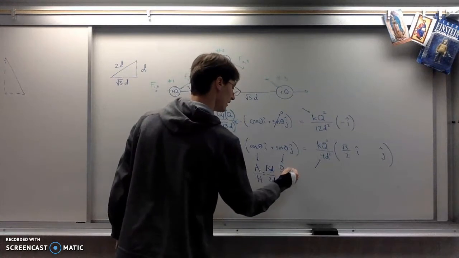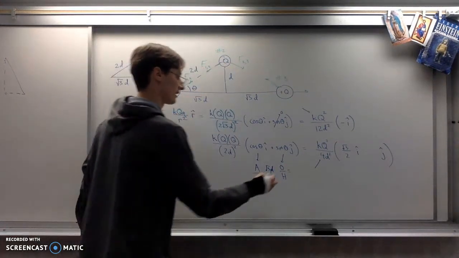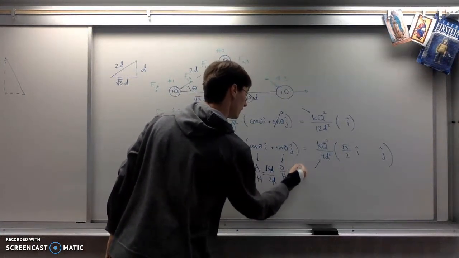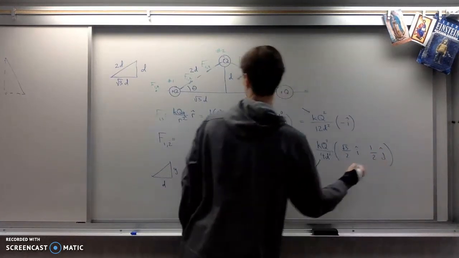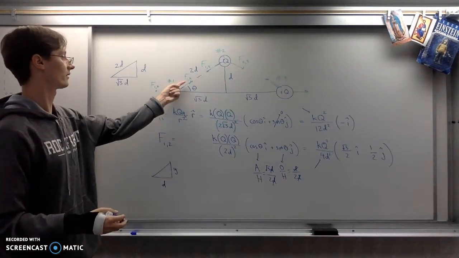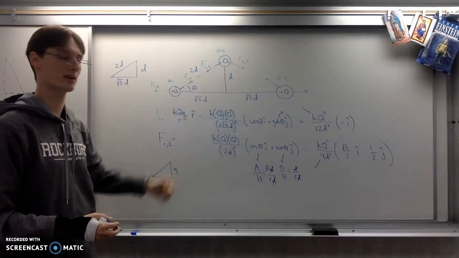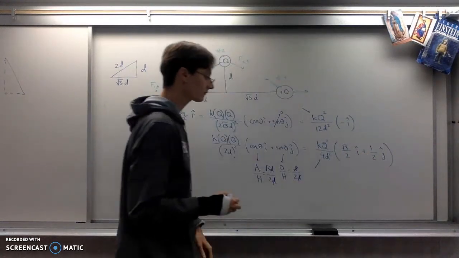For sine, it's opposite over hypotenuse, so that's going to be d over 2d. So that would be 1/2. And again, stop and check the sign, right? My force 1, 2 arrow is drawn like this. That's in the positive j direction. So we'll say plus. All right.